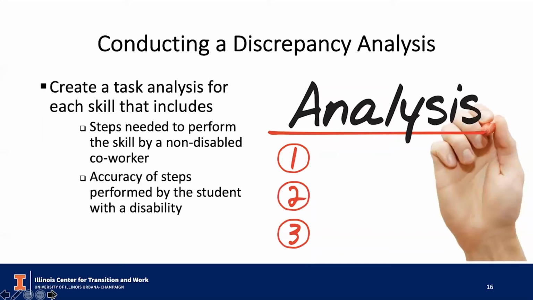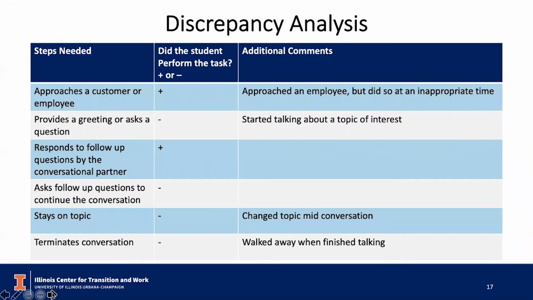So how do you conduct a discrepancy analysis? Well, the first thing you want to do is create a task analysis for each skill that was observed. And you want to note the steps that were needed to perform the skill by a non-disabled coworker, as well as the accuracy of steps performed by the student with a disability.